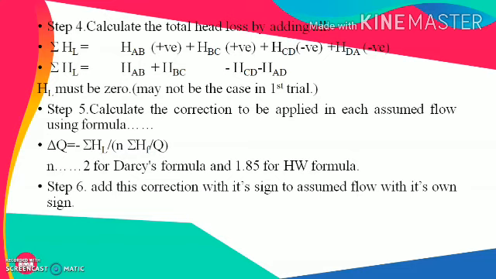through the pipes. As step 5, we will calculate the correction to be applied, as the sum of head loss may not be 0, and that can be calculated as minus sum of head losses upon n times head loss to flow ratio, HF upon Q. So the n will have a value of 2 in Darcy's formula and 1.85 for the Hazen-Williams formula. We will add this correction with its sign to the assumed flow with its own sign. We will understand it in depth in an example shown in the next part of this presentation.